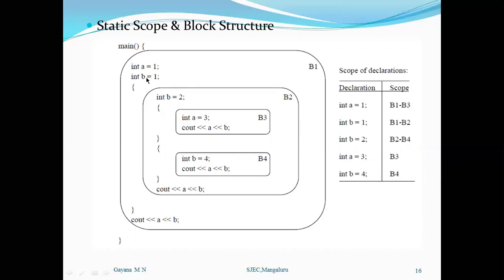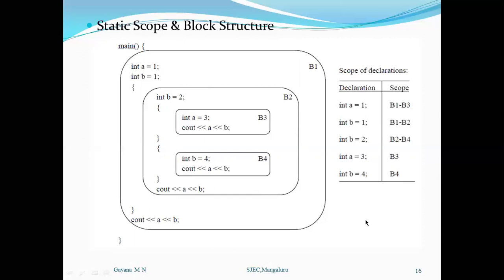The scope of variable b equal to 1 is entirely in block B1 except for B2. Why except for B2? Because in B2, b is redeclared and then redefined. Got it? And similarly, if we see the usage of int b equal to 2, the scope of this b equal to 2 is entirely within B2 except for B4. Why? In B4, it has been redeclared and then redefined.